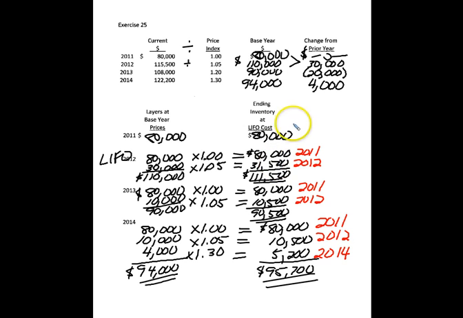Okay, so what we've seen for these ending amounts are what we would see on the balance sheet. This is what we would see on the balance sheet for ending inventory.